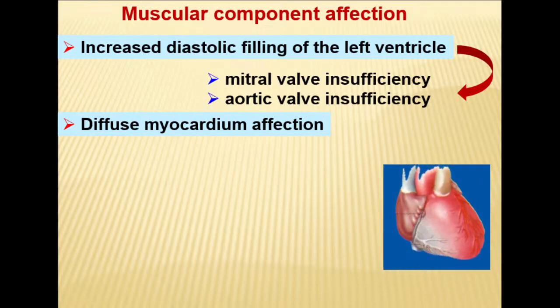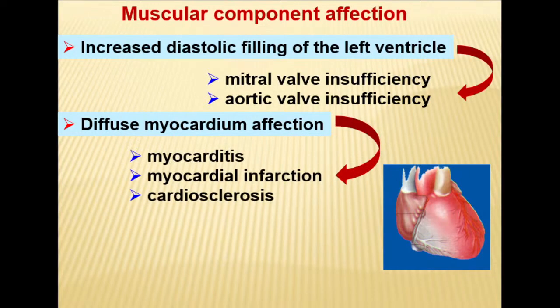Affection of the heart muscles. It may be due to inflammation, myocarditis; damage and necrosis, myocardial infarction; and abnormal growth of connective tissue, which decreases elasticity of the heart muscle and restricts its contractive ability. Cardiosclerosis. This problem is more characteristic for the left heart chamber.